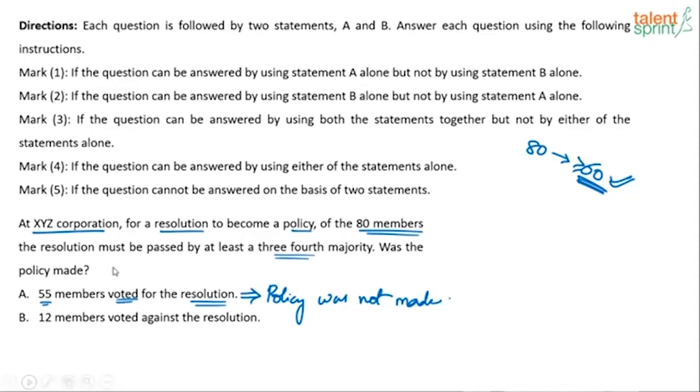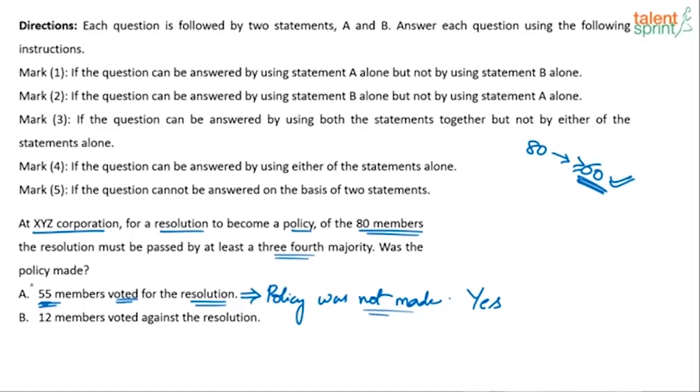I need at least 60 votes. How many votes did I get? 55 members. Was the policy made? No, the policy was not made. Am I able to answer the question? Yes. Be careful. Many of us will mark the answer as A is not sufficient to this question.